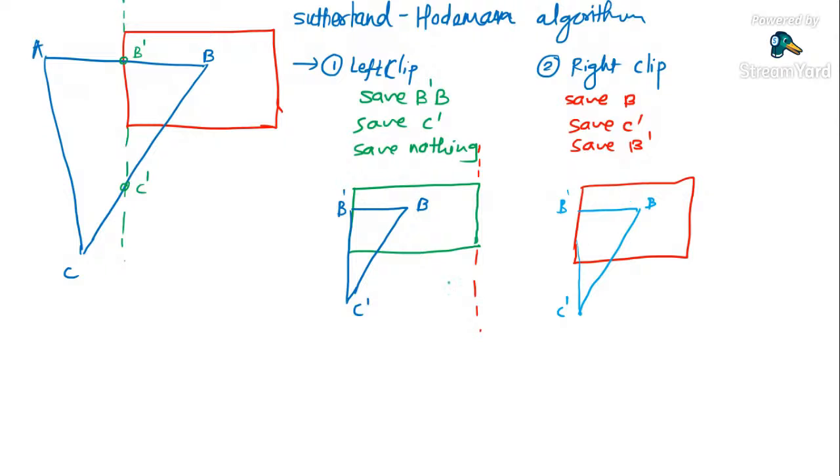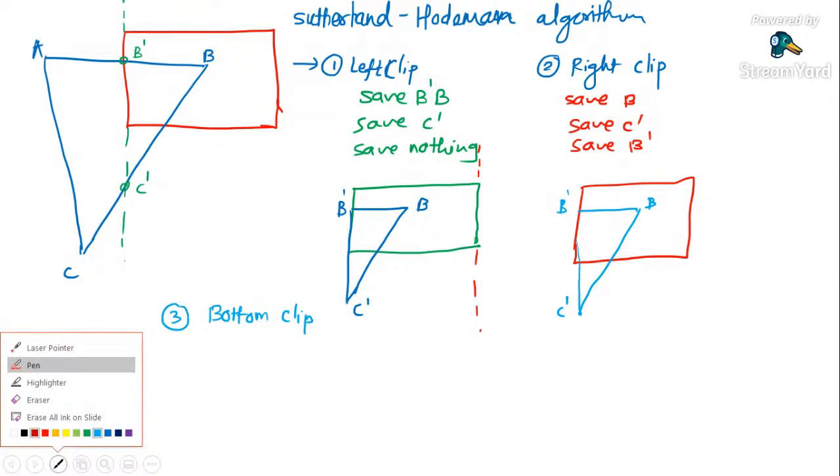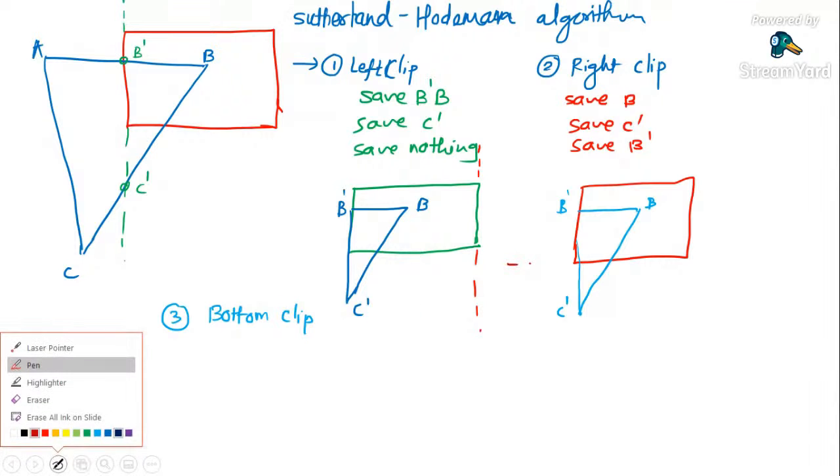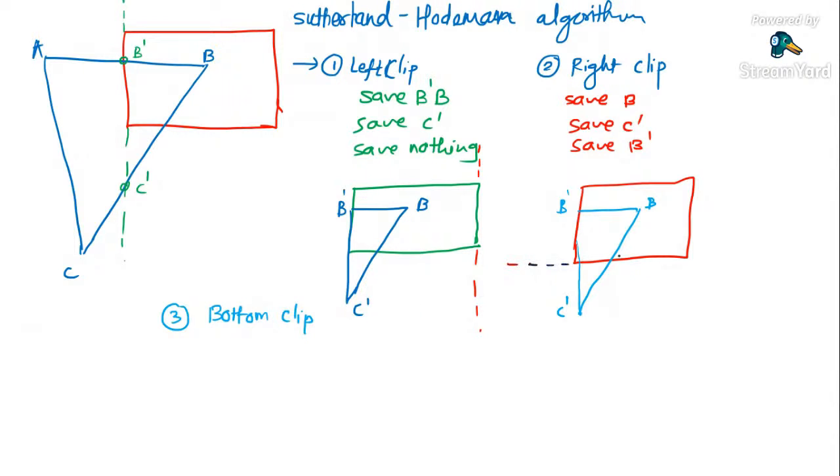Okay. Now third is bottom clip. What is the bottom boundary? So this is the bottom boundary. For the bottom boundary, again apply the rules. Start with B dash B. This is the inside part, this is outside. B dash B is inside, so you save B.